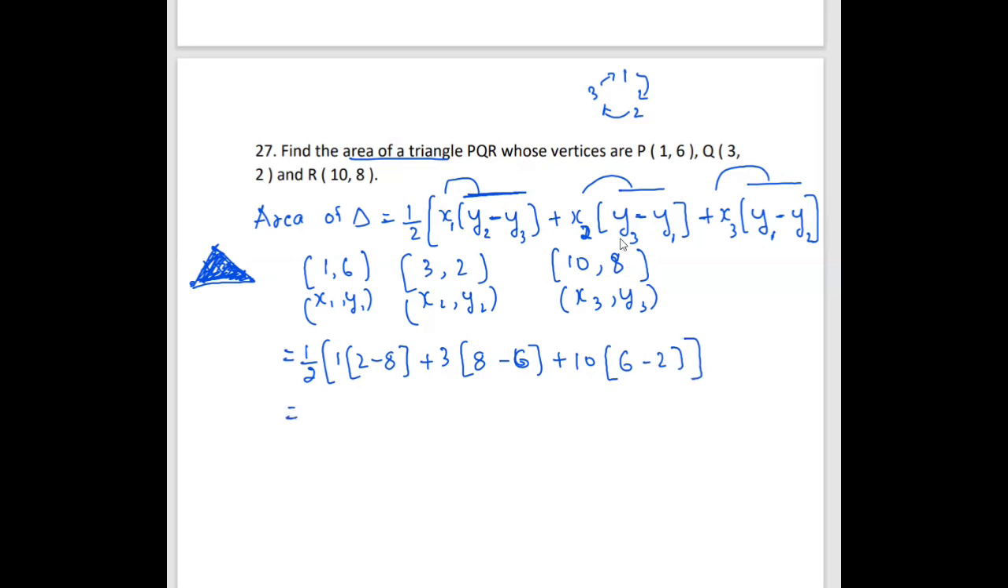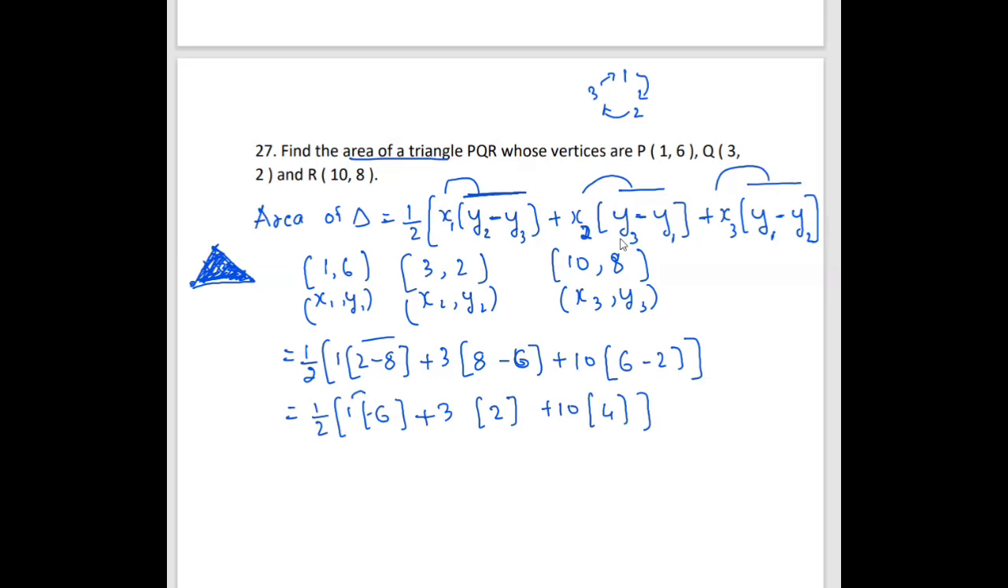Okay, now how to solve this? I told you, first clear the brackets. 1 as it is, bracket 2 minus 8. Small number minus big number, opposite sign, subtract: it is 6, the greater number is 8, so the sign is minus, minus 6. Then again, 8 minus 6 is 2. Then 10 into 6 minus 2, which is 4. This is the second step.